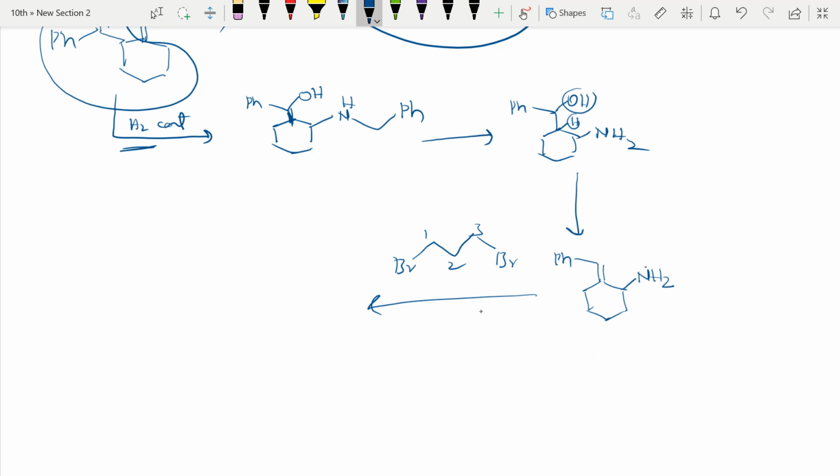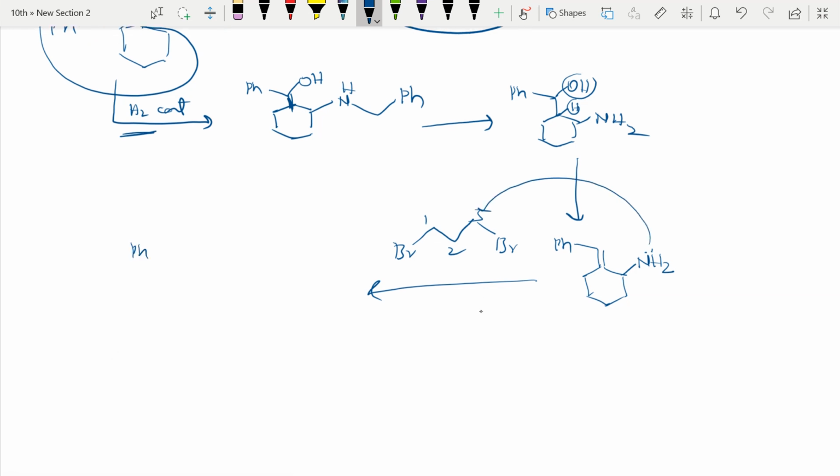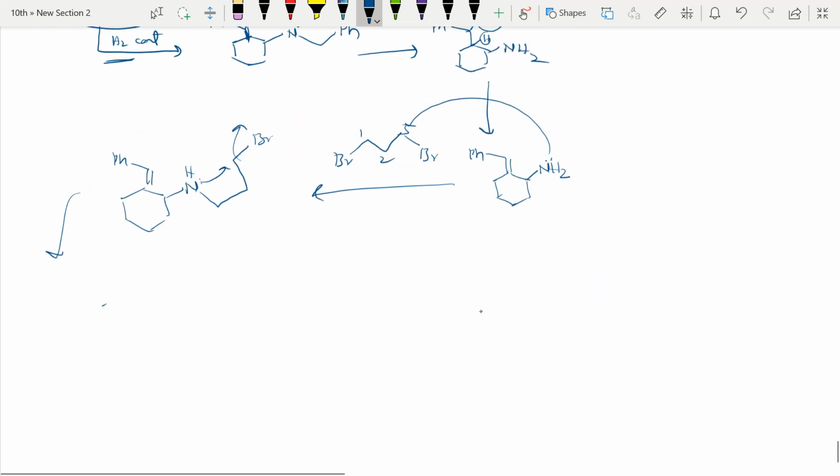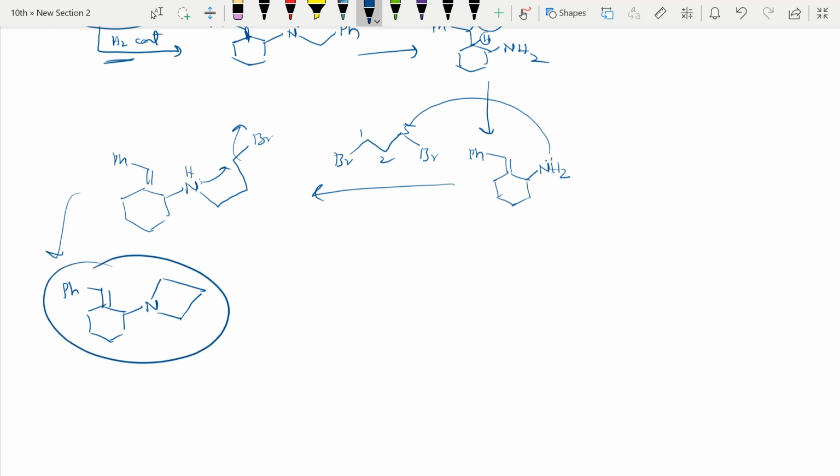What it will do is a simple SN2 reaction. First it will attack here, and I'll get this product. This is easy, you can understand. So N, one H is there, one carbon, two carbon, three carbon and Br is there. Further, again an SN2 reaction. So Br goes as HBr, and I'll get the target molecule, that is this one. Right, a 4-membered ring. So this was my target molecule. I hope you got it.